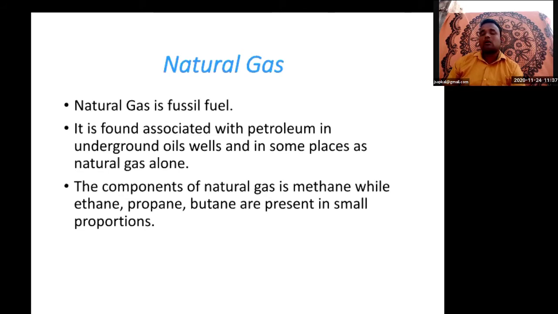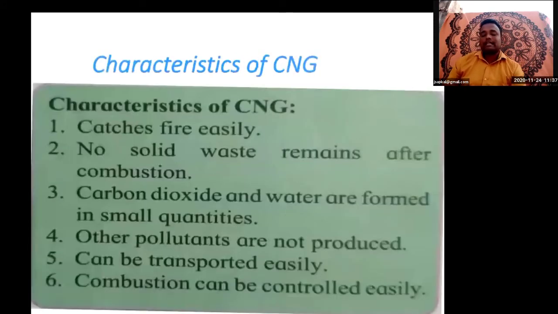Now, what are the characteristics of CNG? CNG catches fire easily. See, when you turn on the burner in the kitchen, it catches fire easily. No solid waste remains after combustion. When you burn the gas, there is no solid waste.